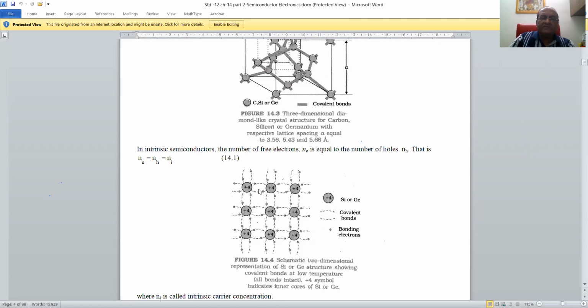are associated with neighboring this one, this one, this one, and this one. 4 neighboring atoms by covalent bonds.